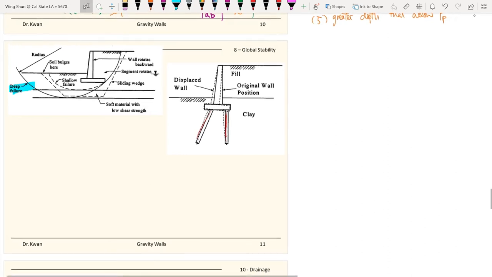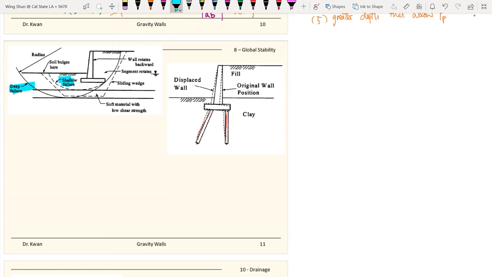It could be a deep failure, or it could be a shallow failure, totally based on what type of soils you work on. The nature will find the weakest plane possible when you're loading it. Whether the weakest locations are deep or shallow, based on the soil that you have, you fail the way that it is. And if you have more homogeneous soils, then you will fail in circular patterns.